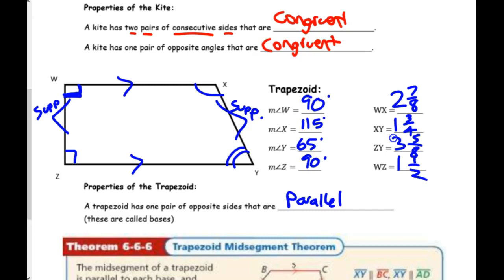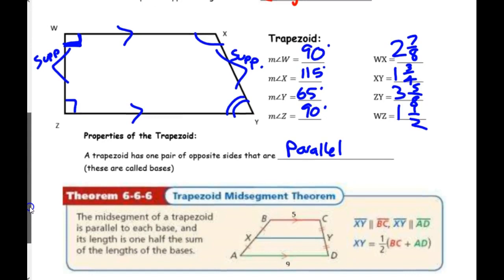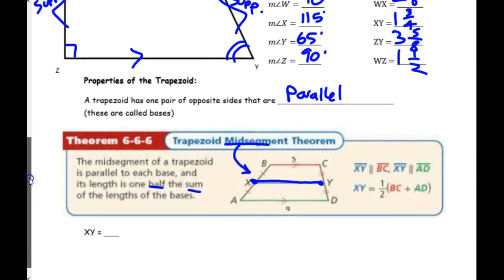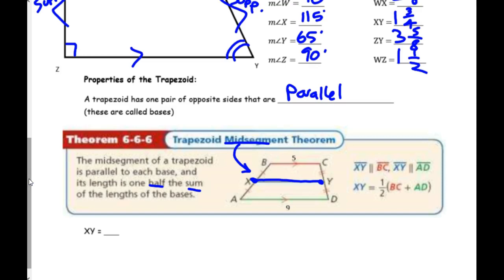Last new thing is at the bottom there, the trapezoid mid-segment theorem. Okay, a mid-segment connects two midpoints. Okay, so look right here. X is a midpoint, Y is a midpoint. So this is a mid-segment. And all you have to do is find half of the sum, or basically average your two bases. So if you had a problem like this, could you add your two bases and divide by 2? That's all you got to do, okay?